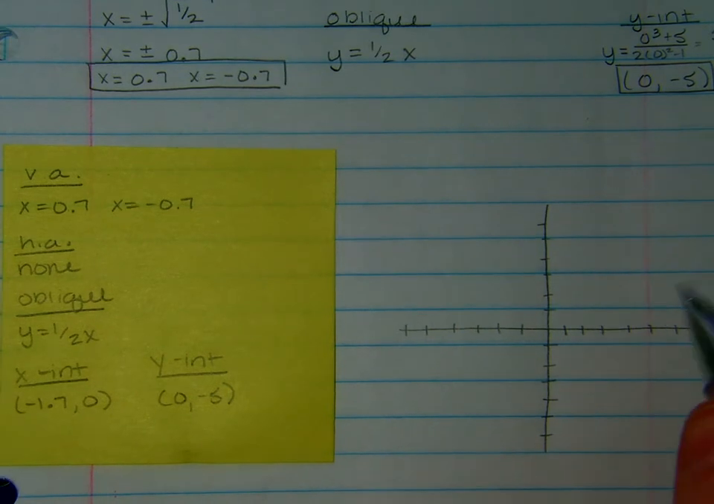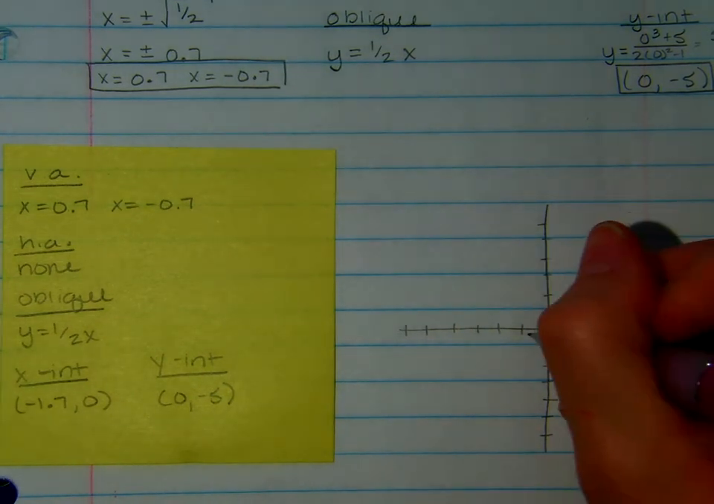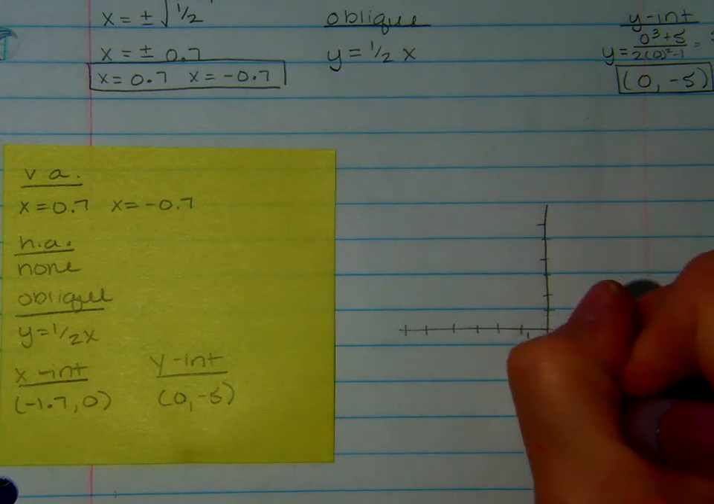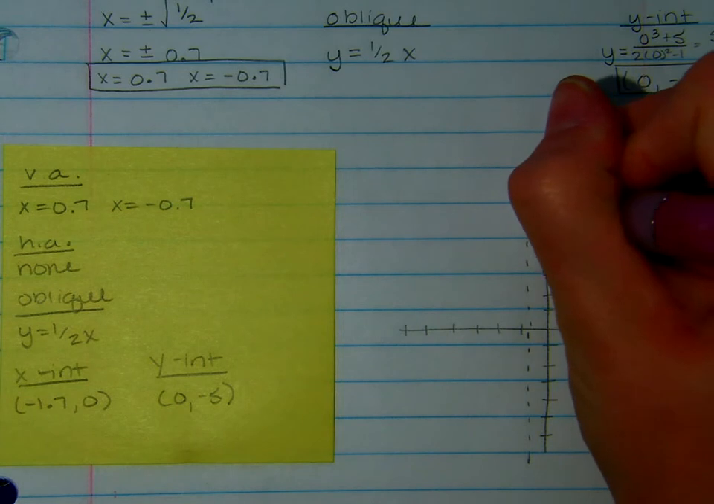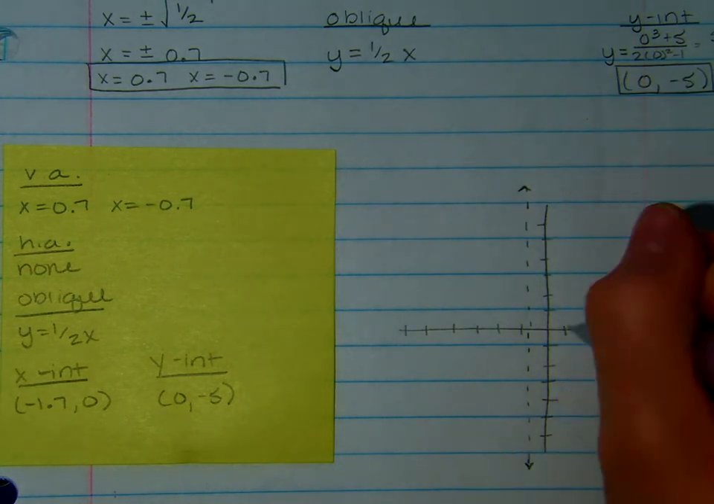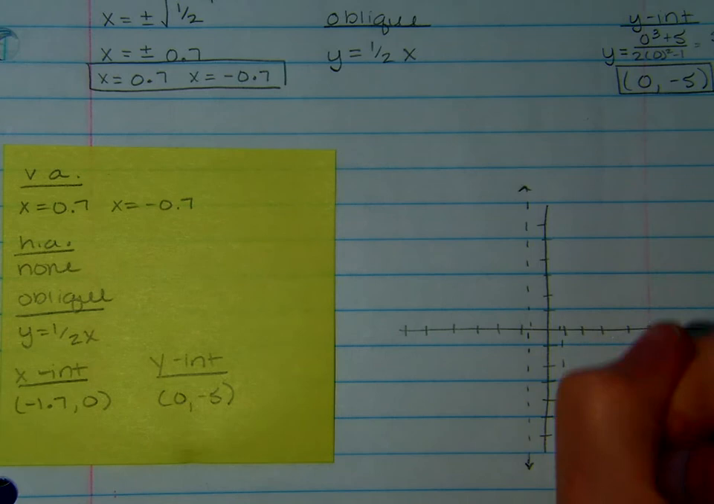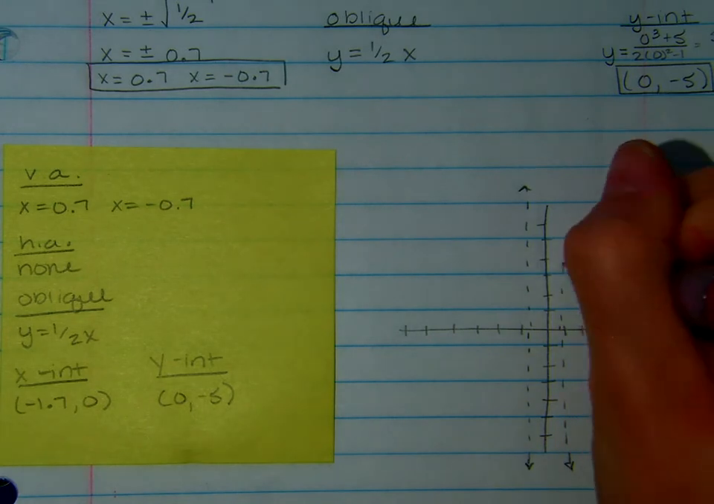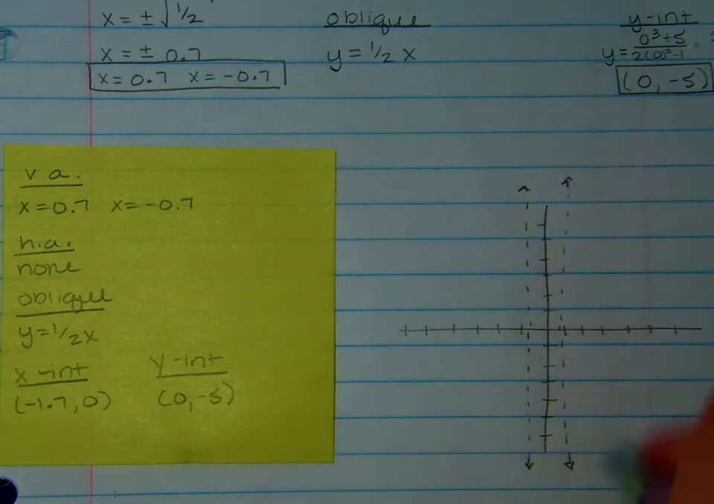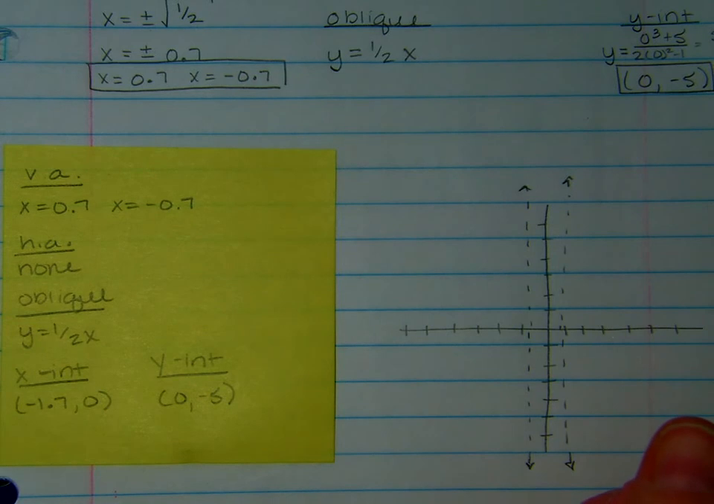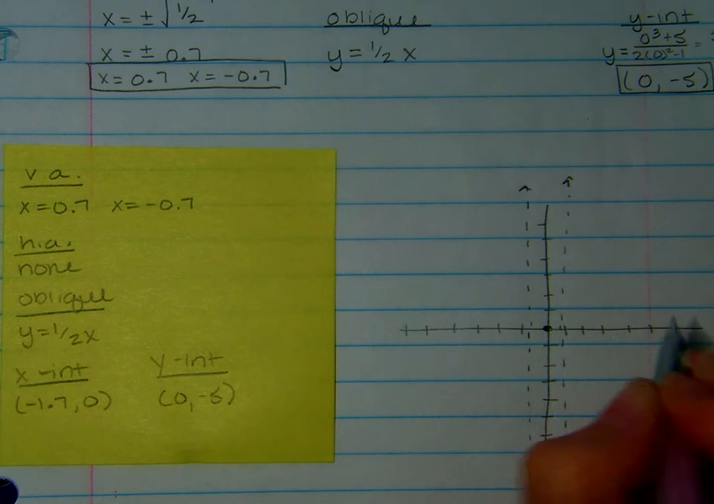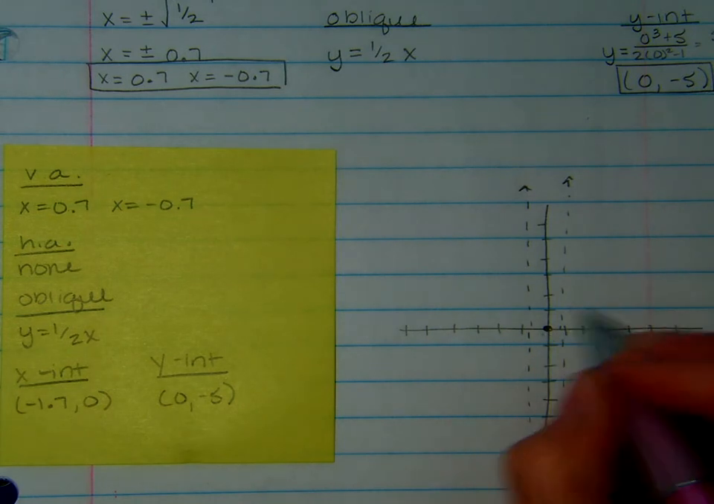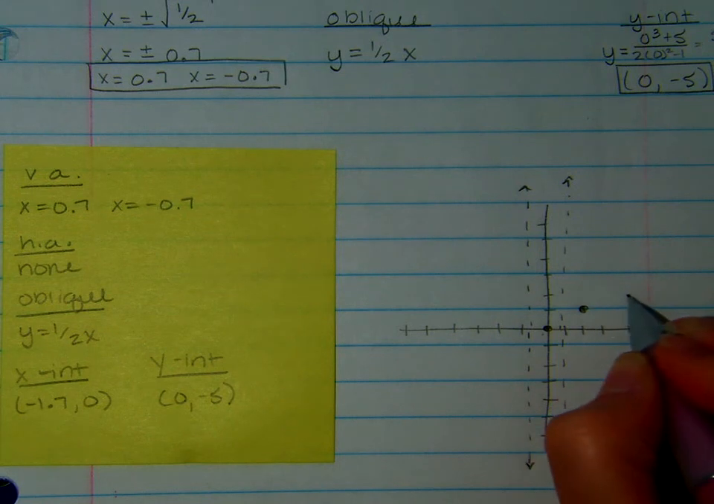My vertical asymptotes are at negative 0.7, so again, it doesn't have to be crazy accurate, but it does need to be between 0 and negative 1 and closer to negative 1. There's one of them, and another at 0.7. I do not have a horizontal asymptote, but I do have an oblique asymptote. And that oblique asymptote is 1/2 x, so it goes through the point 0, 0. We have a y-intercept of 0, and then we have a slope of 1/2, so up 1 and over 2.